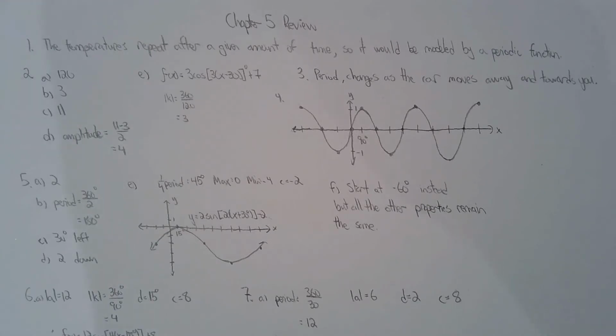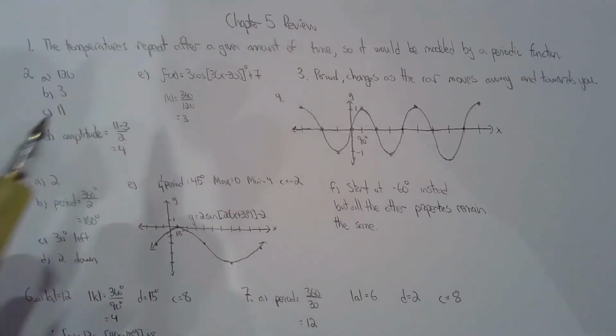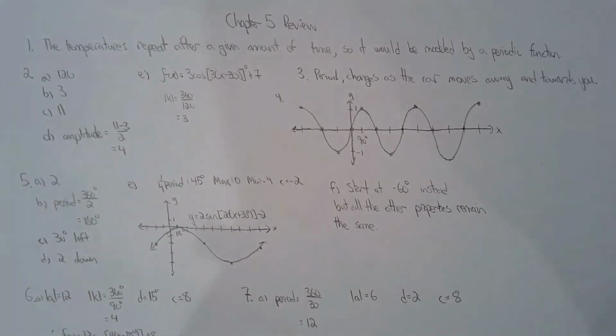For question 2, they give us a graph and ask us for the period, the min value, the max value, amplitude, and the equation. So our equations might be different, but it should look very much the same. And I'm surprised, I also gave myself a graph. Oh, sorry, that's number 5. So yeah, question 2, beautiful. I didn't need to graph it.